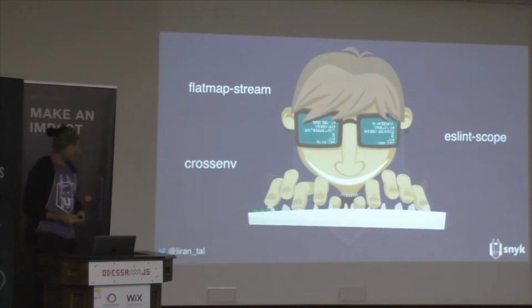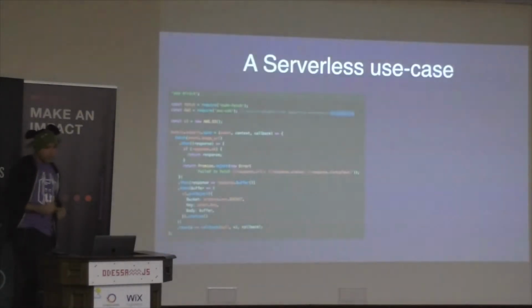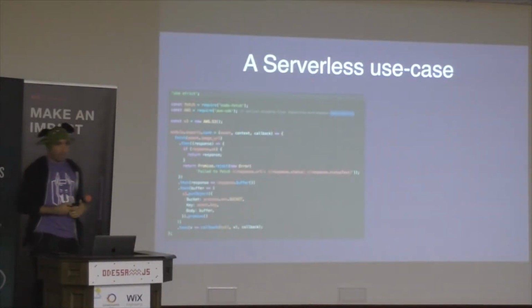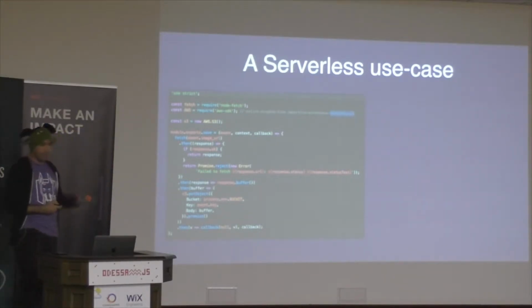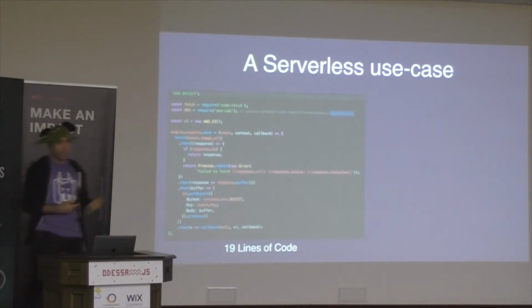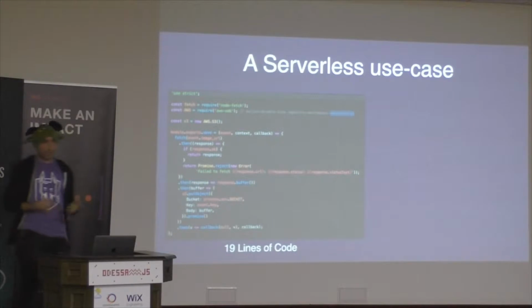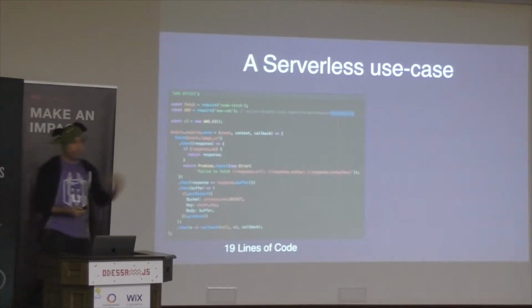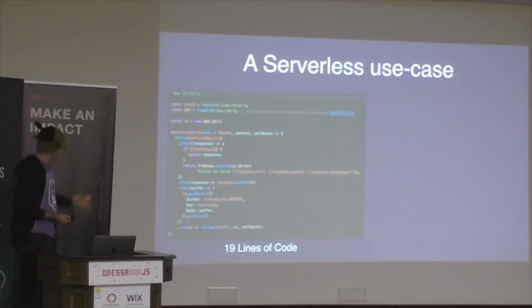And this is developers. This is us at the end of the day. So let's take a use case where I'm talking about a serverless application written with a serverless framework. You don't have to read through it, but I can tell you that this is like 19 lines of code that I use to write a simple serverless function that fetches a file from a URL and uploads it to an S3 bucket. How many dependencies do I have?